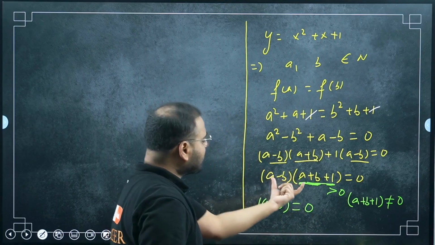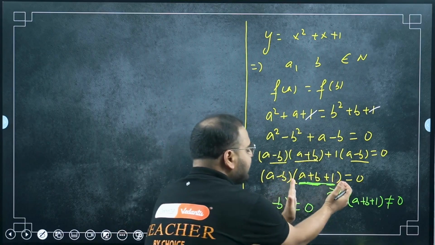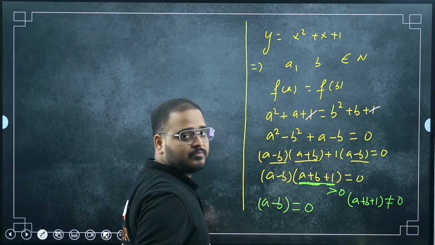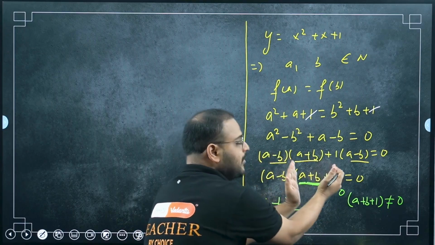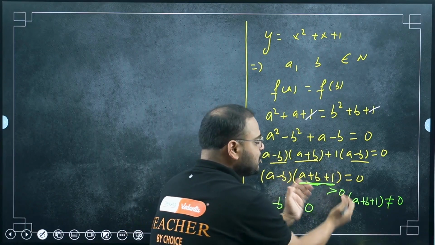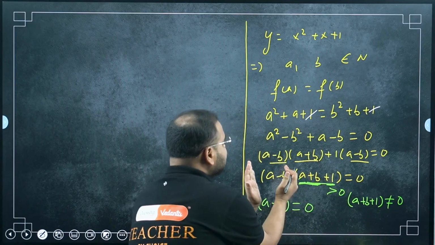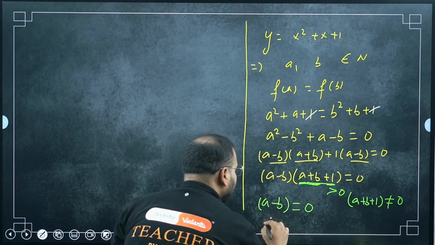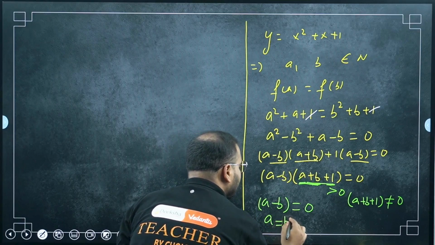Why sir? Because the product of two numbers is 0. This part cannot be 0, then this part has to be 0. Think here. Product of two numbers is 0. This part cannot be 0 because it is a positive number, then this part has to be 0. Now if you solve this, what do you get? A equal to b.